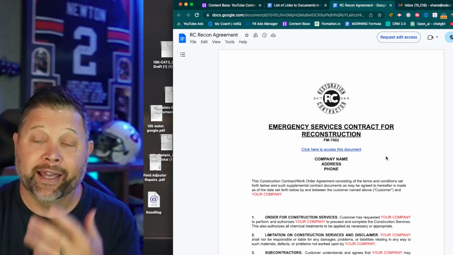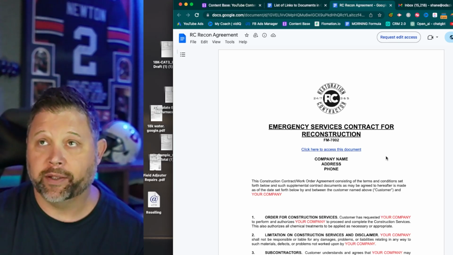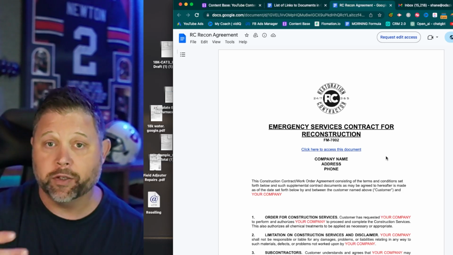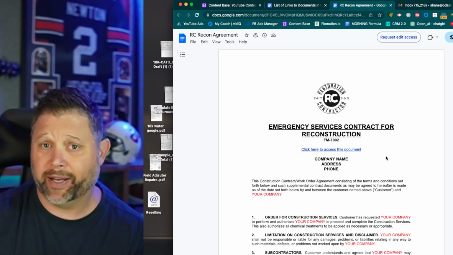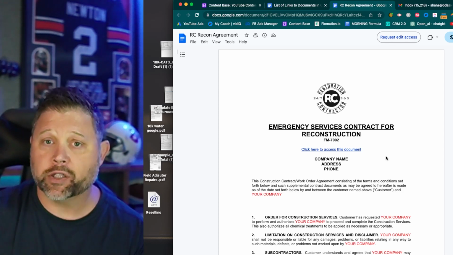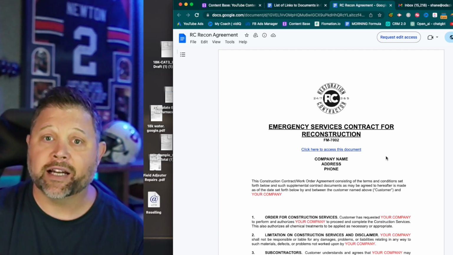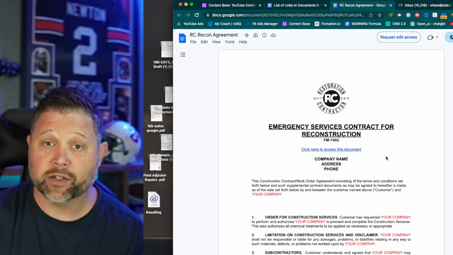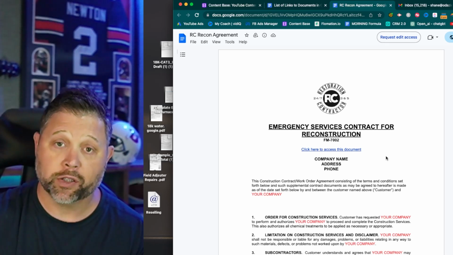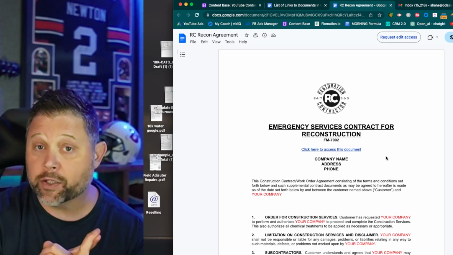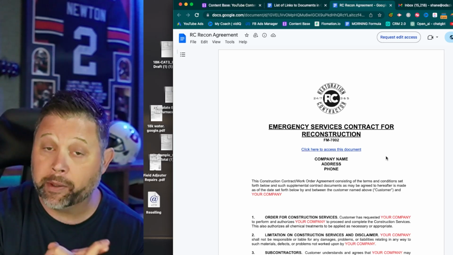And here's the bigger distinction, I think, between that. In the event that you're doing emergency services work authorization, you don't have an estimate. In a reconstruction agreement, we're going to be presenting an estimate. That's going to be one of the big differences between the two. Anytime we're going to be presenting an estimate before we get started, that's when I'm going to use the reconstruction agreement. The two examples are reconstruction, where they've had water damage or fire, that would be a reconstruction agreement.